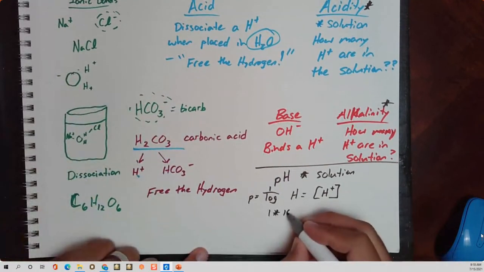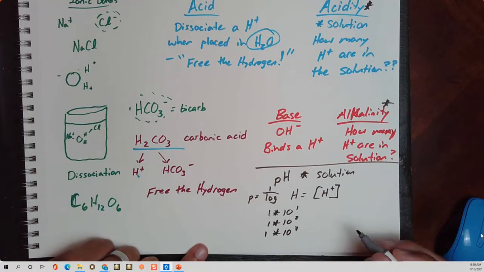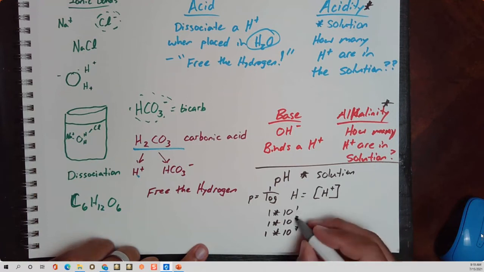1 times 10 to the 1, 1 times 10 to the 2, 1 times 10 to the 7, whatever it is, right? Where now all we do is we take 1 times 10 to the 1, 1 times 10 to the 2, and we just add that many zeros. Yes, no, maybe so?